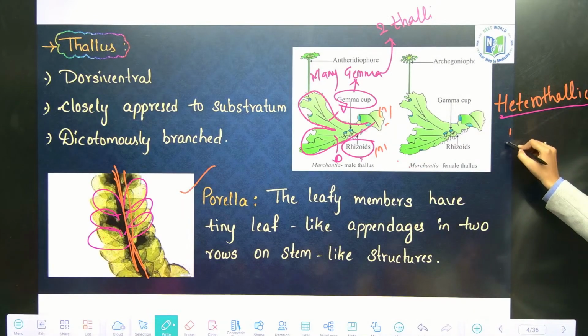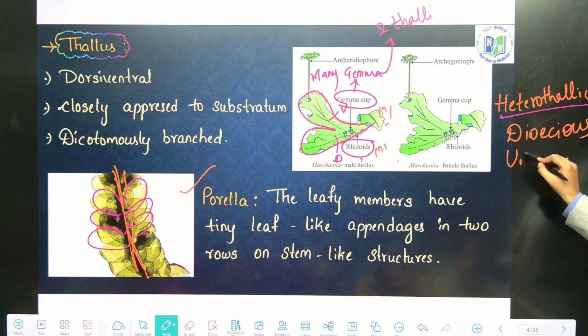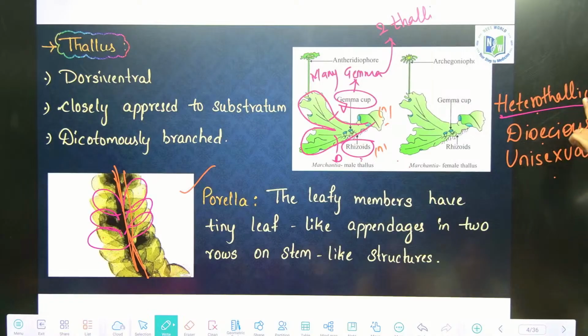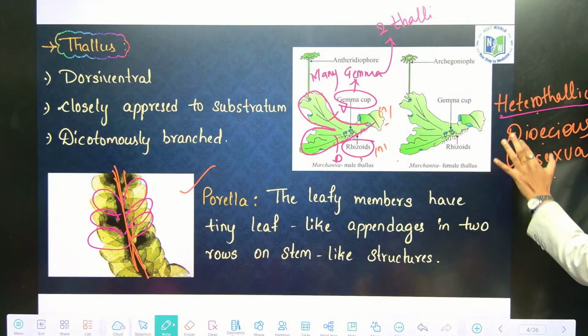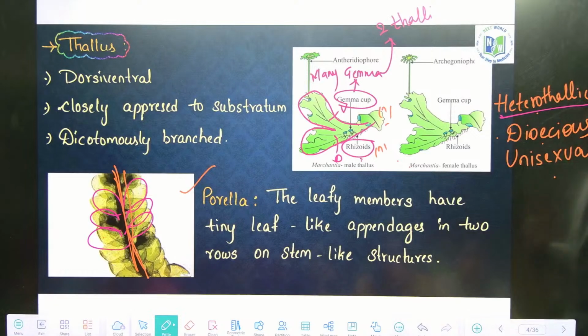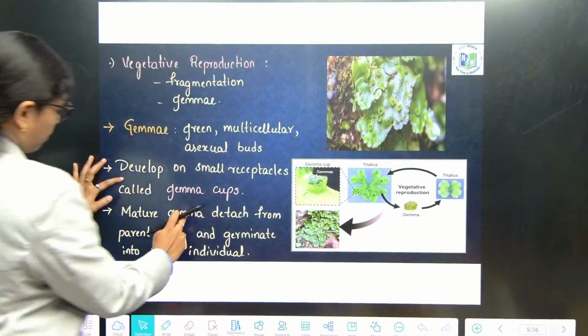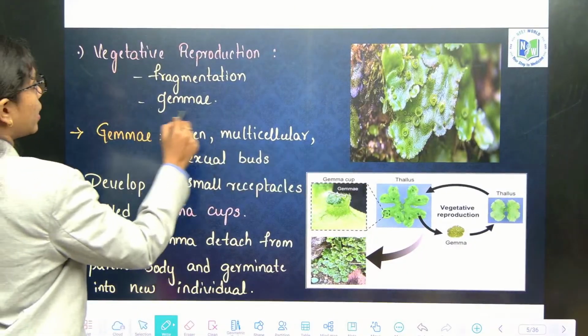It is heterothallic, dioecious you can say, unisexual. All these are synonyms. Heterothallic, dioecious, unisexual, these are what? Synonyms. All mean one and the same. Heterothallic means the different thalli have 2 different structures. Dioecious means the same. Unisexual also means the same. Clear with the structural description, everyone? Next. Here in Marchantia, vegetative reproduction is by fragmentation and by gemmae.